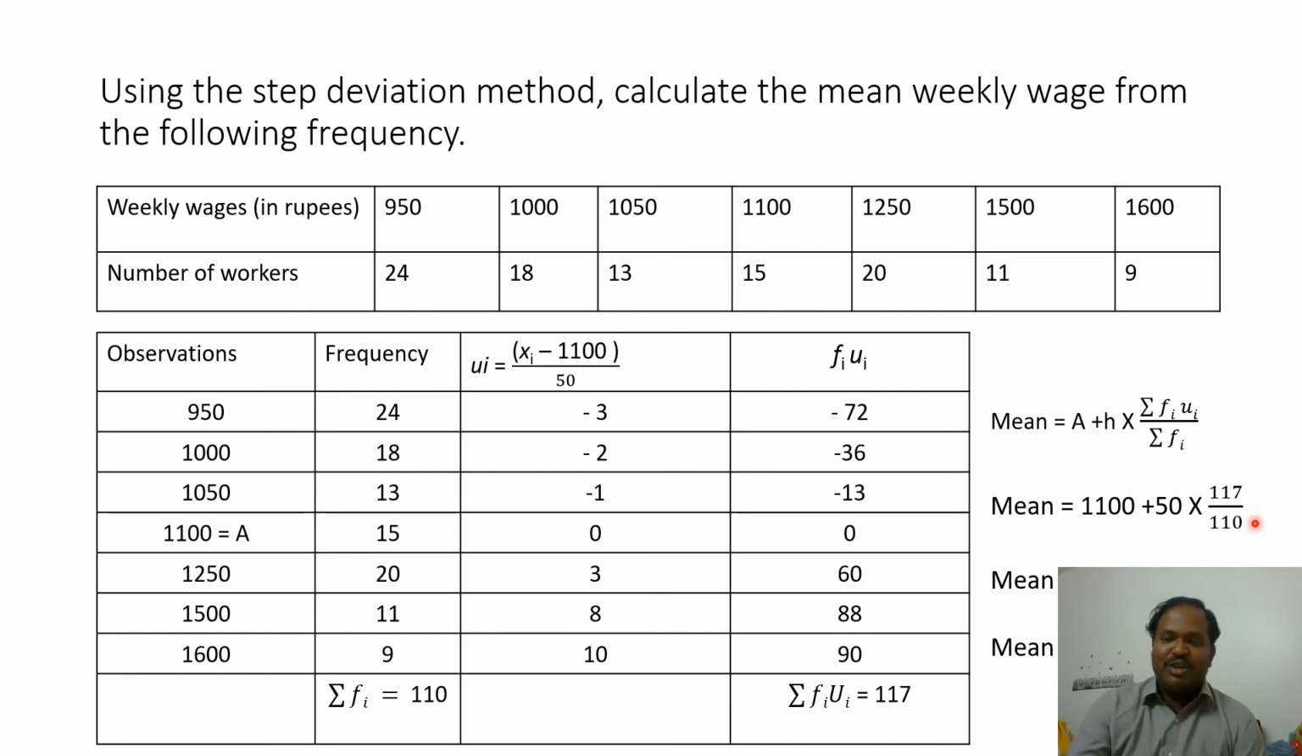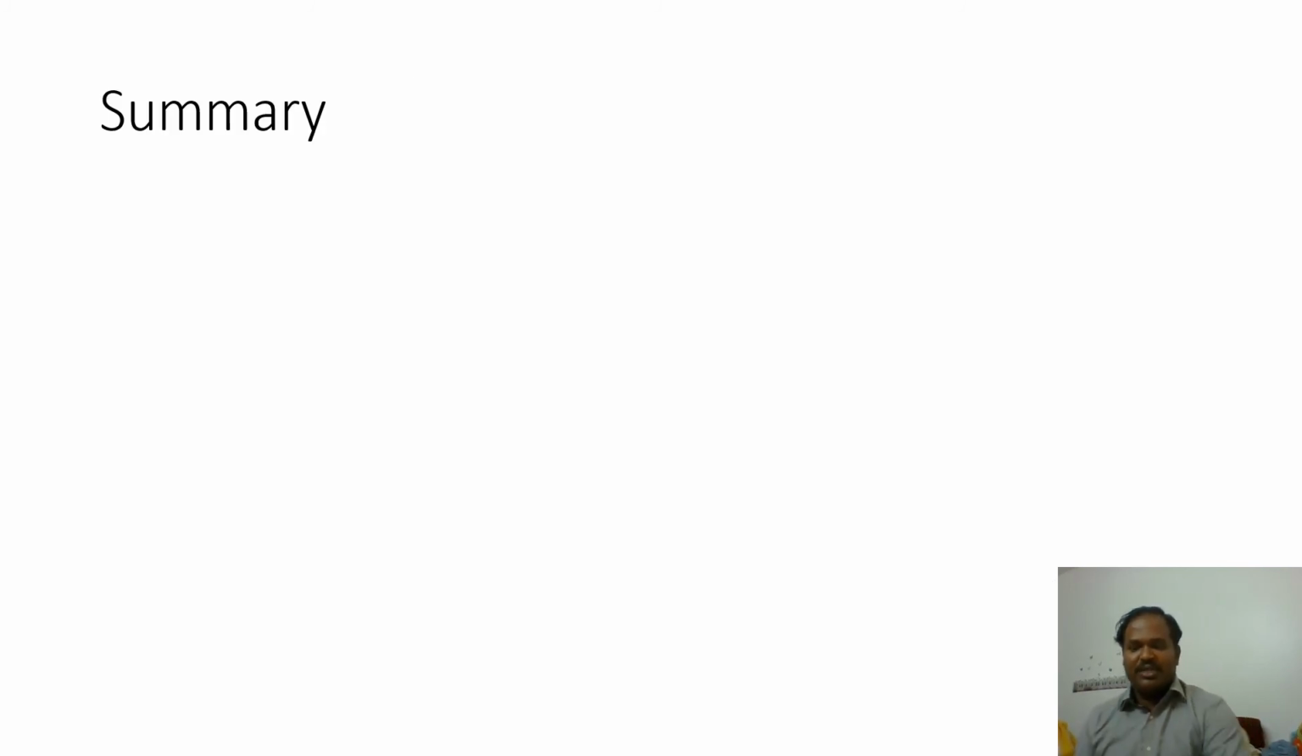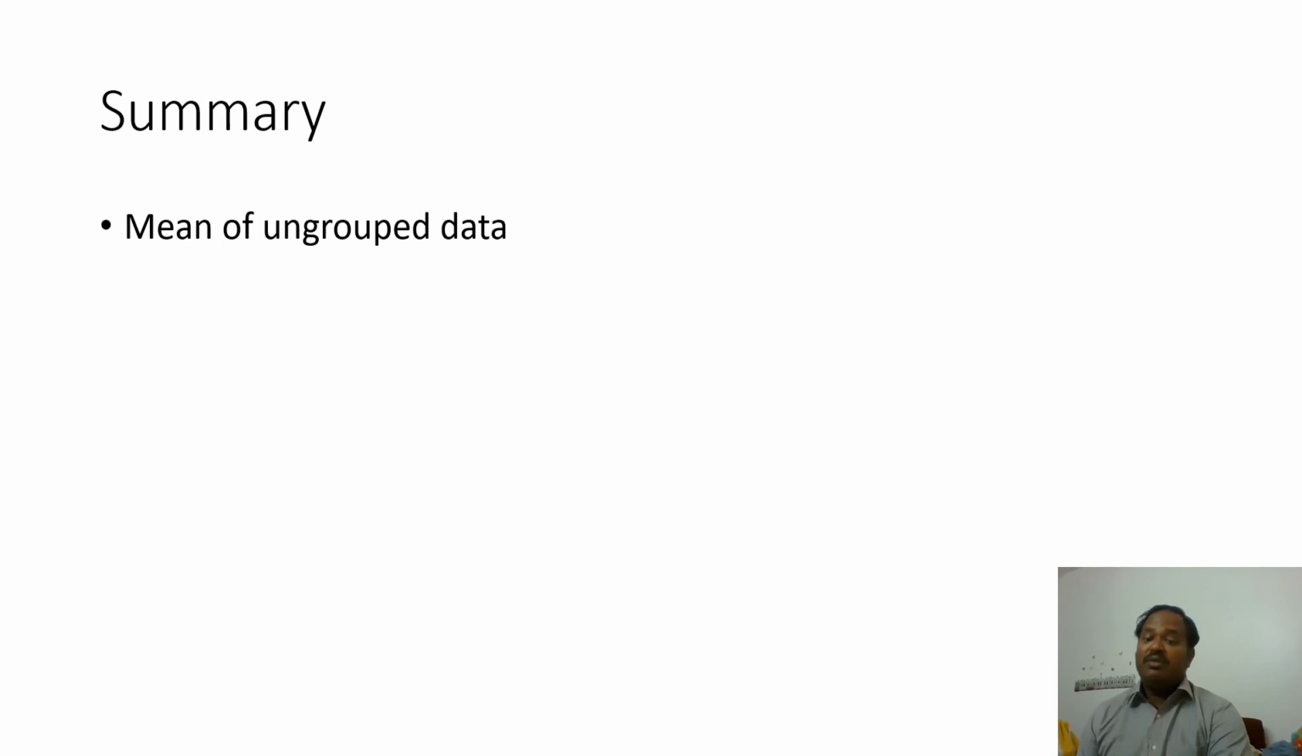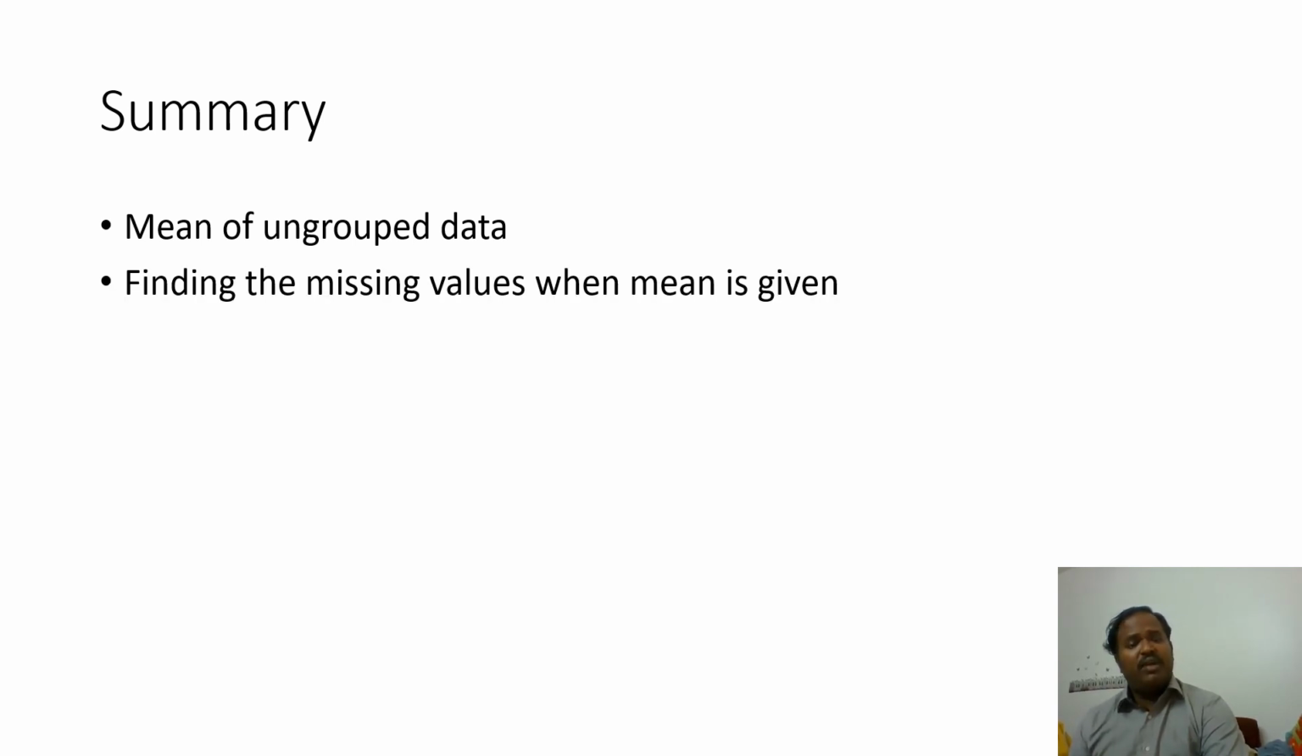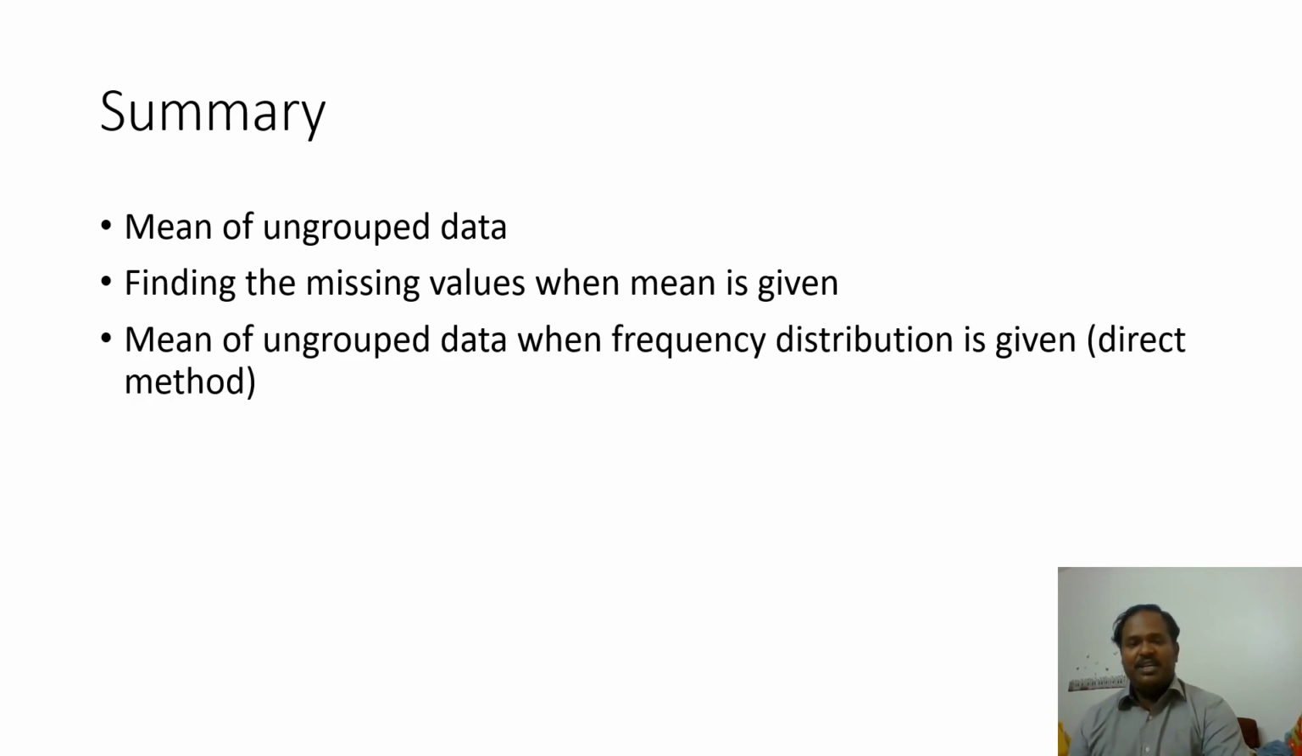Let us summarize what we have learned in these two videos together. The first one that we did was mean of ungrouped data. Hope you remember the formula: sum of all observations divided by the number of observations. The second one was finding the missing values when mean is given. The third one is mean of ungrouped data when the data is given as a frequency distribution. The first method that we saw was the direct method. You just need to know how to find the sum of all observations using a frequency distribution.